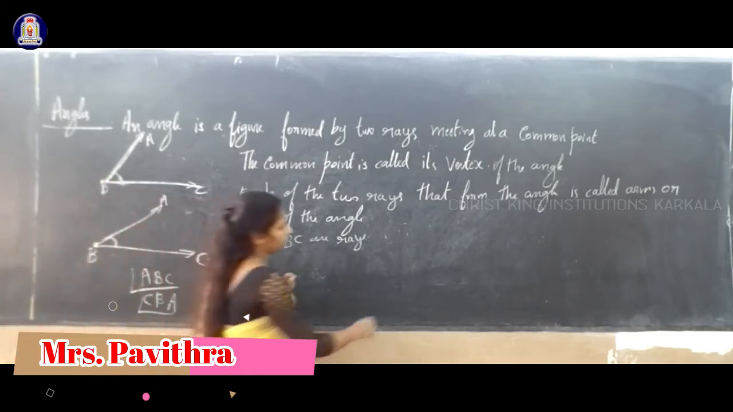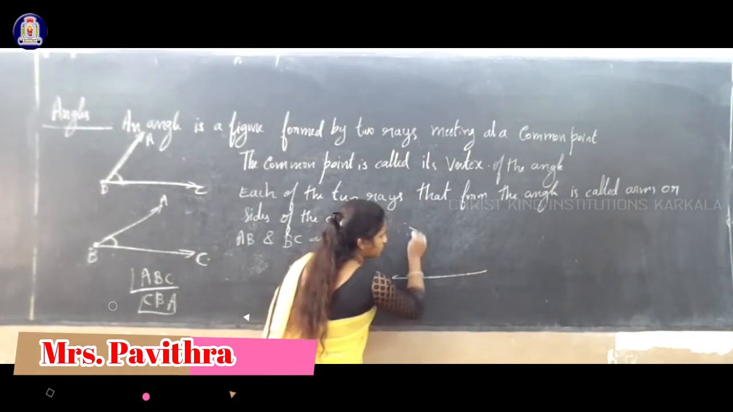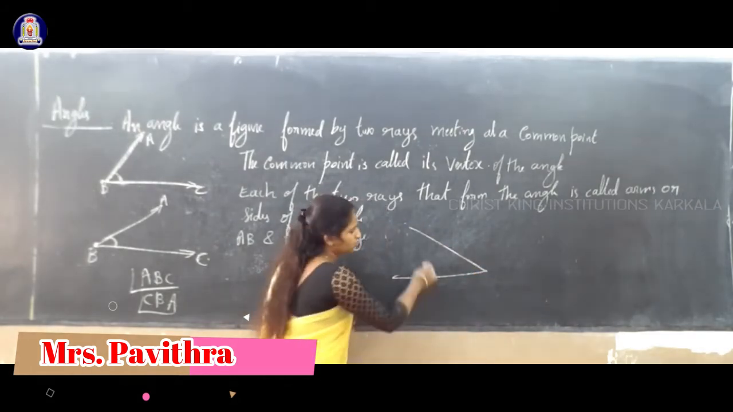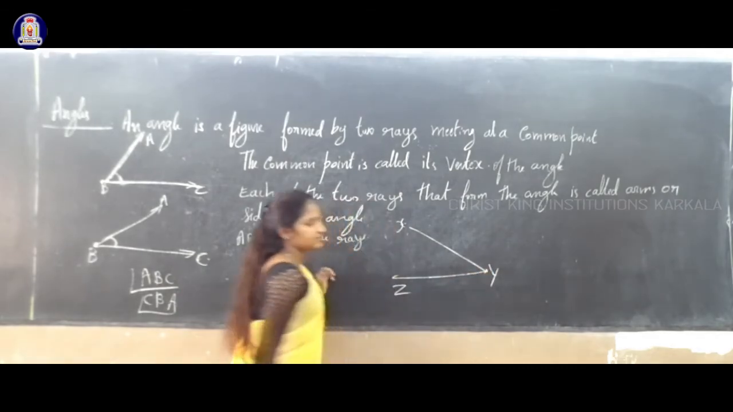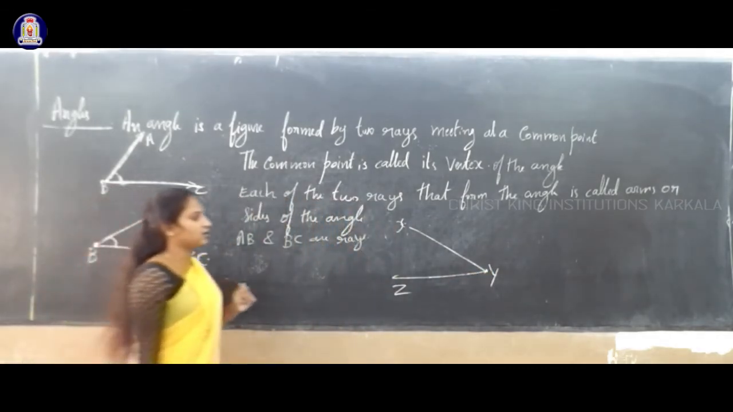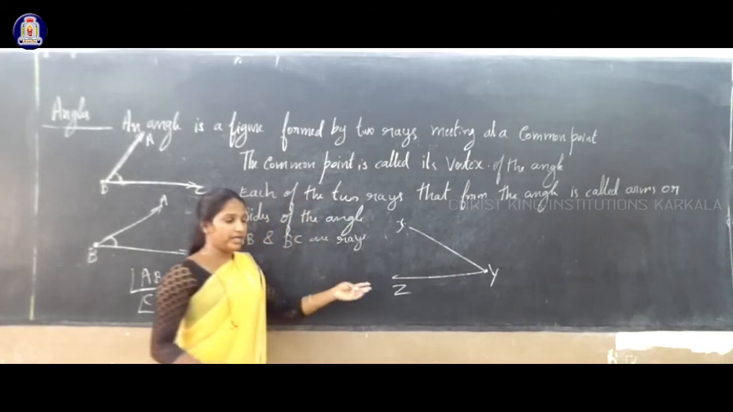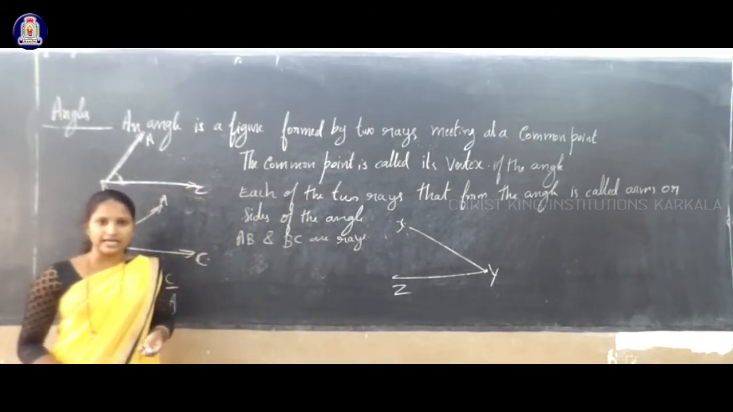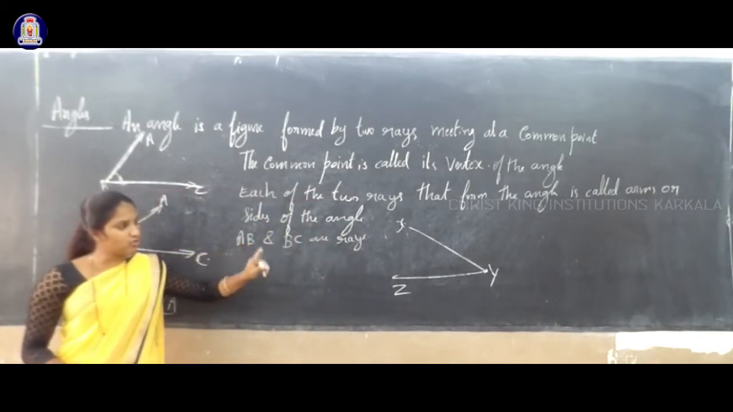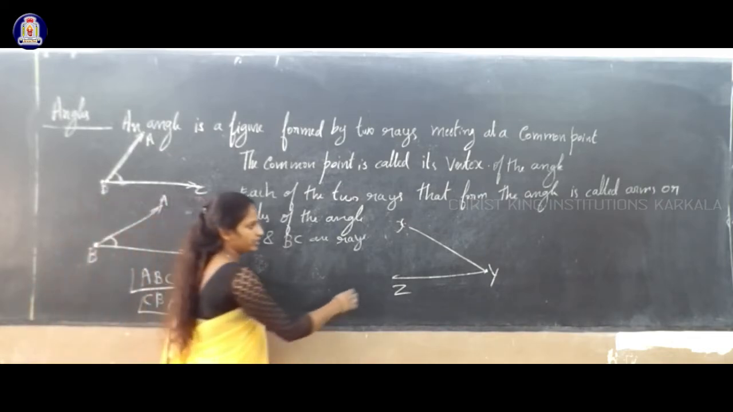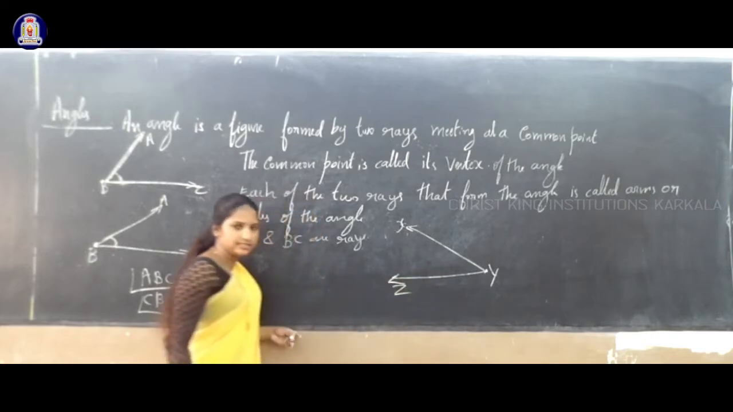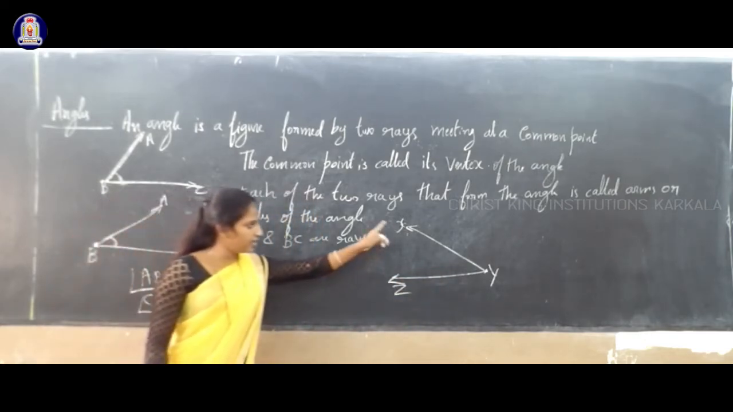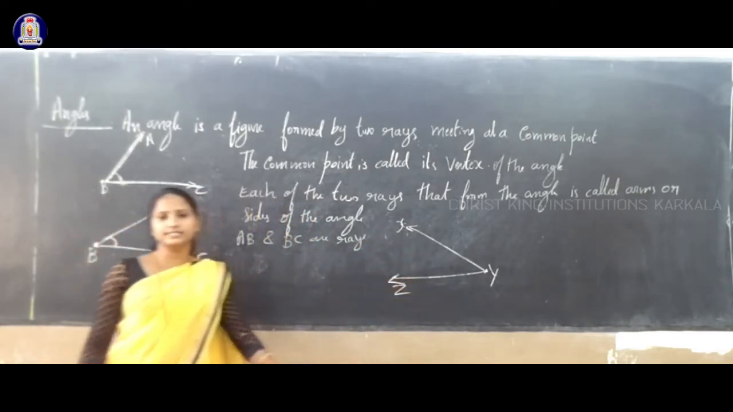Okay. So if I draw an angle like this, this is also called an angle. So you can name this X, Y, Z. So in this, point Y is the common point. Can you name the two rays in this angle? In this angle there are two rays. One is ray XY, another one is ray YZ. Isn't it? Yes.